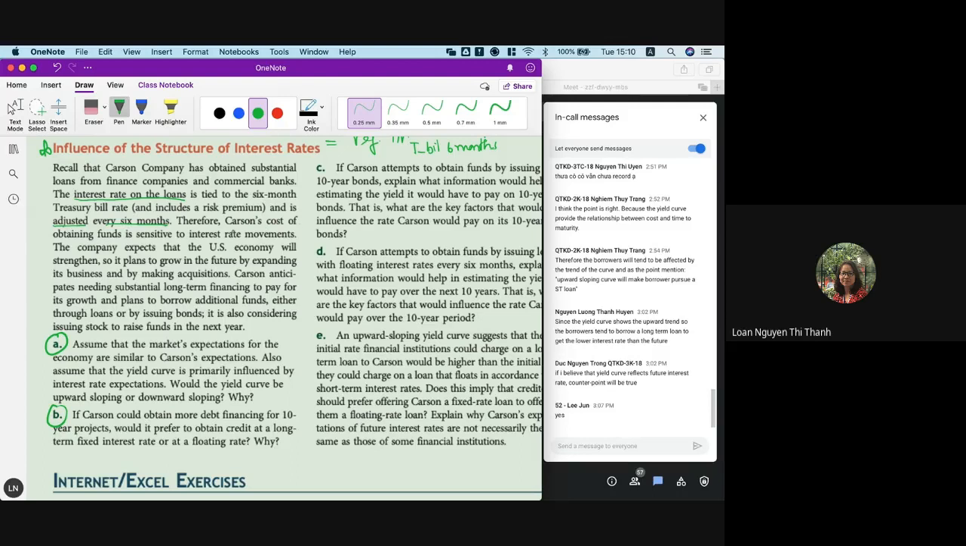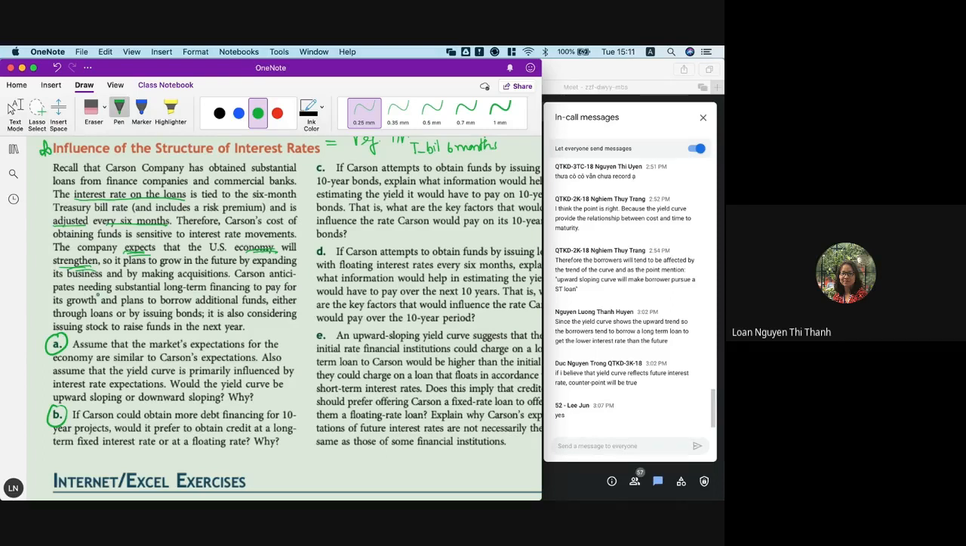Therefore, Carson's cost of obtaining funds is sensitive to interest rate movement. The company expects that the U.S. economy will strengthen. It expects the economy will strengthen, so it plans to grow in future by expanding its business and by making acquisitions. So growing through mergers and acquisitions.